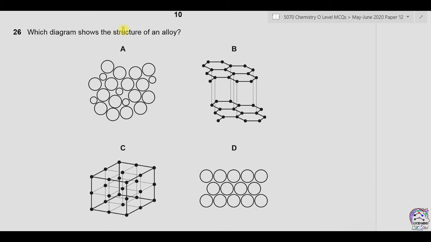Question 26. Which diagram shows the structure of an alloy? An alloy is actually a mixture of metals, so we have different metals present. So the size of the atoms must be different. A shows two different types of elements being combined together, so it could be A. B shows the structure of graphite, so it is not an alloy, this is a pure substance, so it is not B. C shows the structure of an ionic compound, so C is also incorrect. And D shows the structure of a pure element which is made up of one type of atoms, as the size of the atoms are similar. So the only correct option is A.